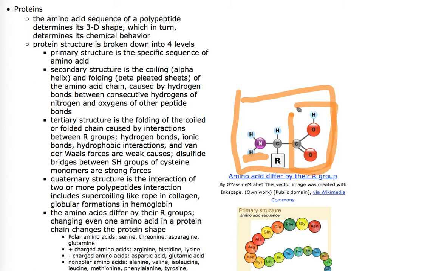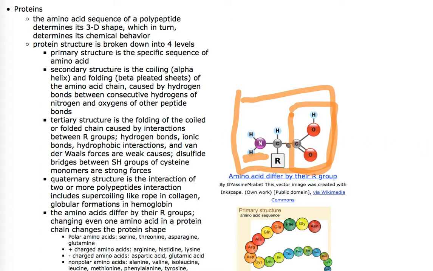The carboxyl group, also capable of hydrogen bonding because of this here, is the bonding area for this amino acid to the next amino acid. All peptide bonds are bonds between carboxyl groups and amino groups between amino acids. The primary structure of a protein is just these guys in sequence, the little amino acids in sequence.